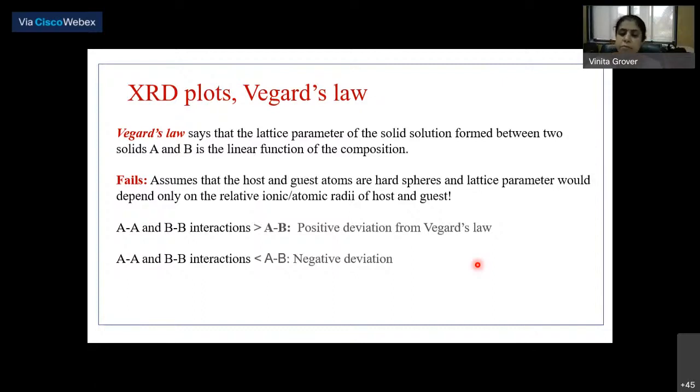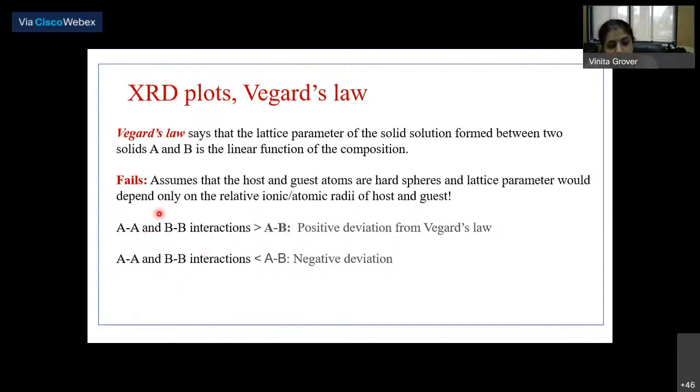That is very easy to believe, easy to imagine also. I have a bigger ball, I have a smaller ball, some number of bigger balls, some number of smaller balls. When I mix them up, I arrange 10 big balls and 10 small balls. If I arrange 5 big balls and 5 small balls, obviously whatever length dimension you get would be the average of what you would have achieved by arranging the bigger balls and the smaller balls, right? And this is what Vegard's law assumes: that your host and guest atoms are hard spheres. But in real systems, that doesn't happen. Your atoms and ions are not completely hard spheres.